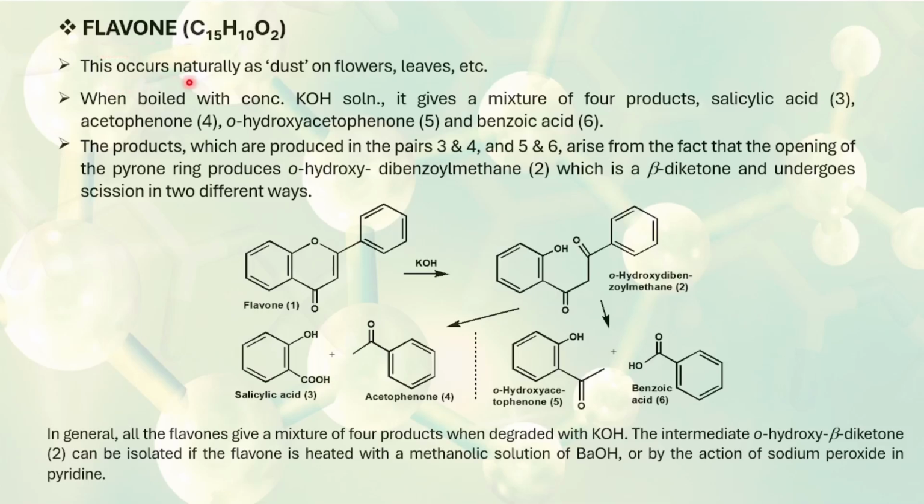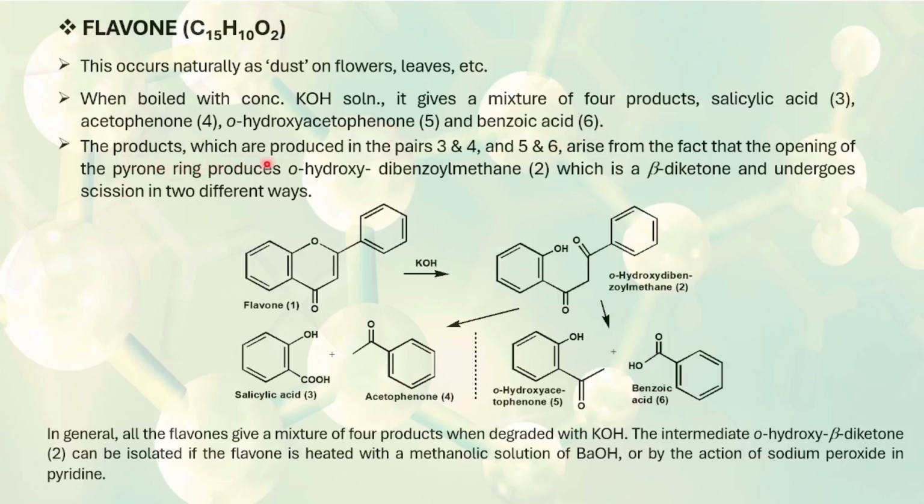Flavone occurs naturally as dust on flowers and leaves. When boiled with concentrated potassium hydroxide solution, it gives a mixture of four products: salicylic acid, acetophenone, orthohydroxyacetophenone, and benzoic acid.